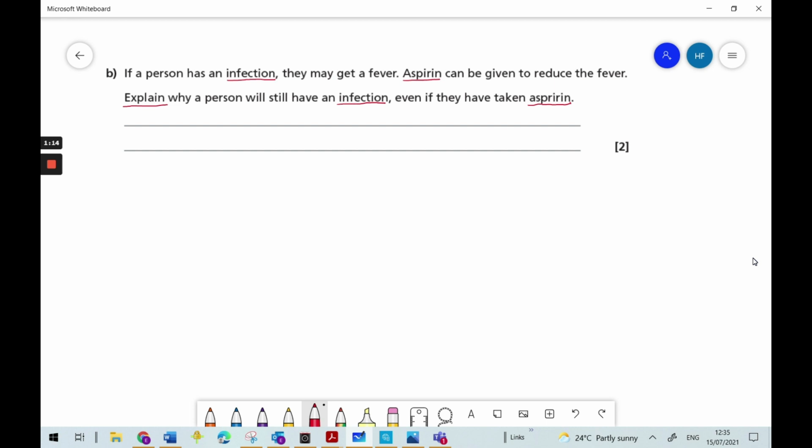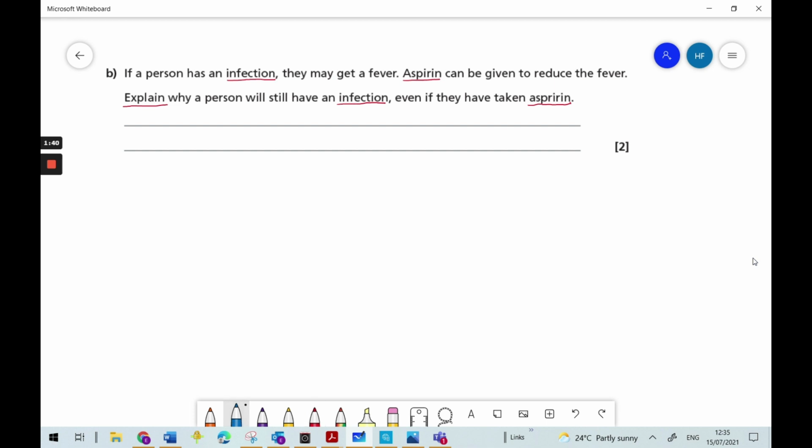But the key point here is that although they help reduce the symptoms, they do not kill the pathogen, so they do not attack the actual infection itself. So a person that has a fever caused by an infection and then takes an aspirin to feel better won't actually be treating the infection itself, they'll just be treating the symptoms, which in this case would be the fever. So let's have a go at putting an answer together.